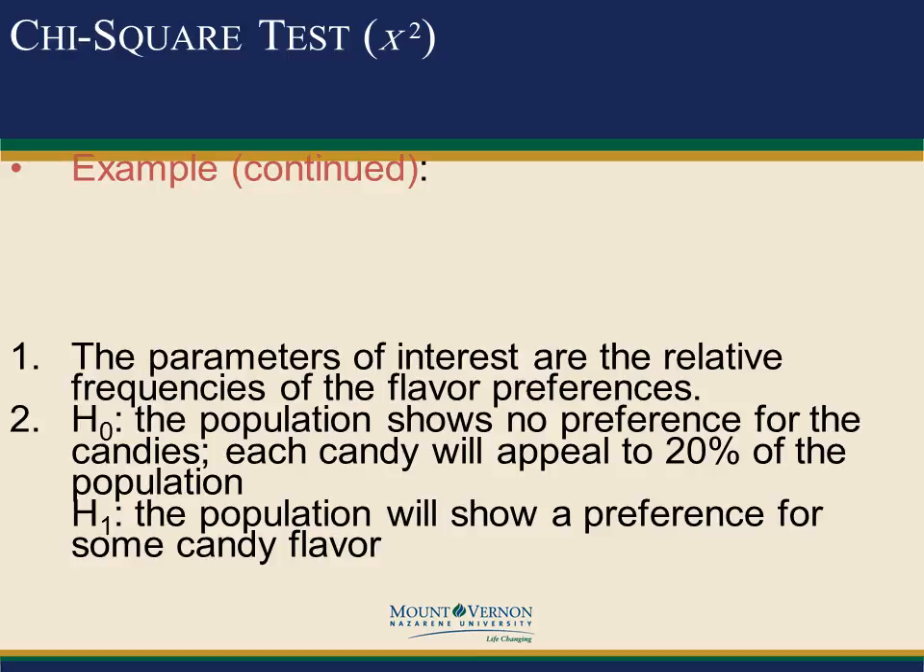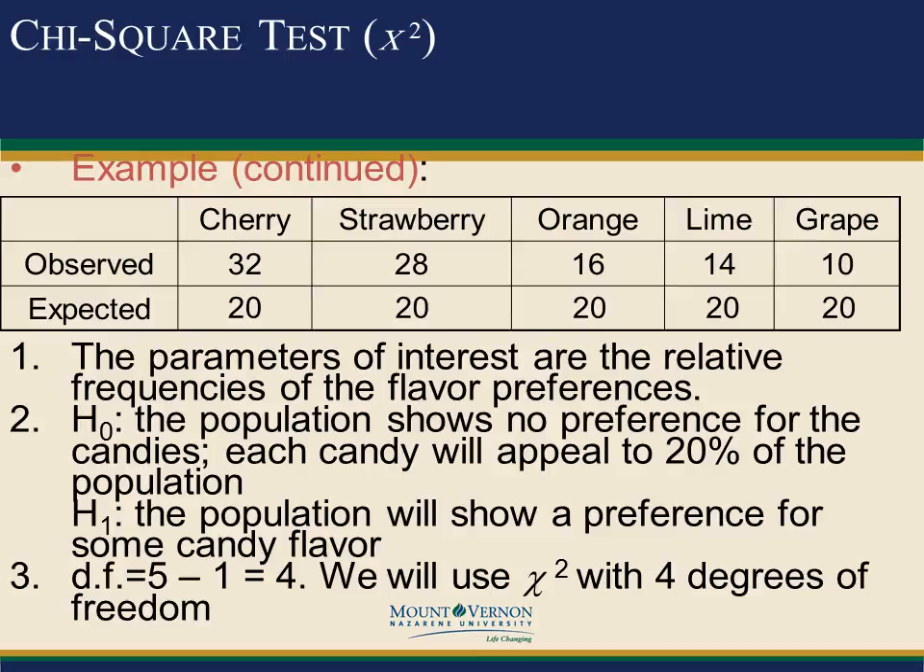So going back to our example, the parameters of interest are the relative frequencies of flavor preferences. The null hypothesis is that the population shows no preference for the candies. Each candy will appeal to 20% of the population. And the alternative hypothesis is that the population will show a preference for some candy flavor. Degrees of freedom, as I mentioned before, is 4, and so we're going to use the chi-squared distribution with 4 degrees of freedom.